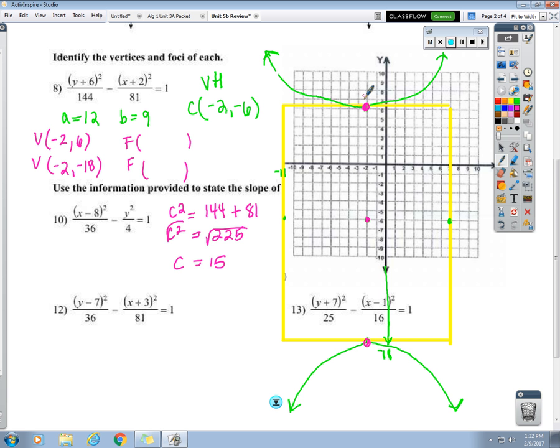Up and down. Okay, because the foci need to land somewhere up in here and somewhere down here. So that will not affect the x coordinate of the center, right? It's still going to be -2. But from -6, if you go up 15 units, where will that land you? 9. And from -6, if you go down 15 units, where will that land you? -21. Any questions? Okay, number 9.